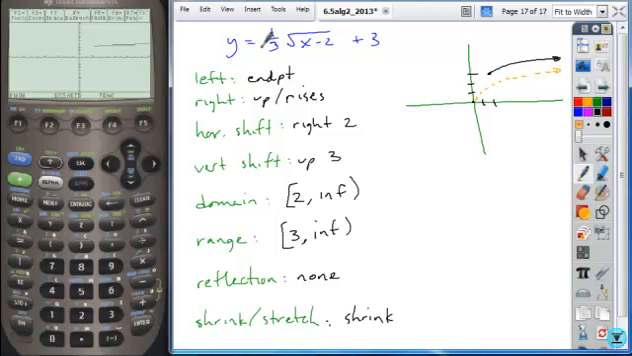Oh. Okay, the a value is the coefficient. So remember, if the absolute value of a is less than 1, so if it's some fraction less than 1, it's going to be a shrink. It's going to flatten it out. And if the absolute value of a is greater than 1, it's going to stretch it out. It's going to make it a little more steep. Okay, any other questions?